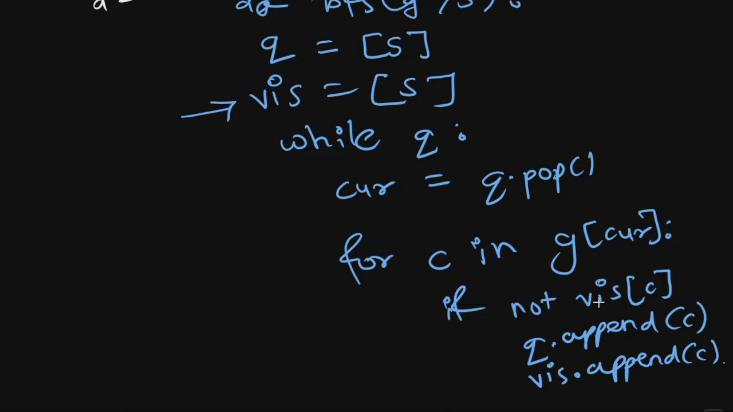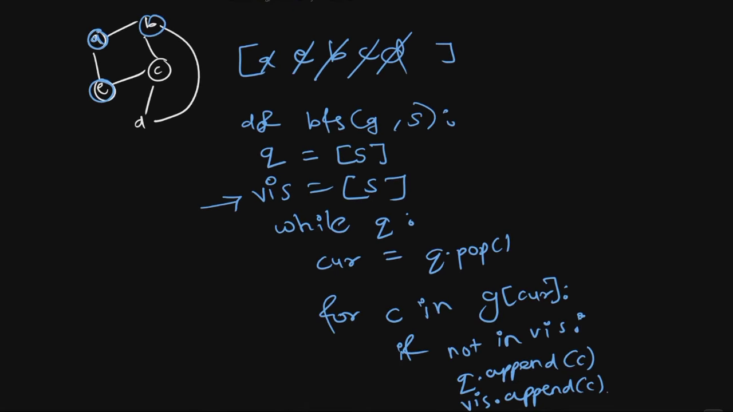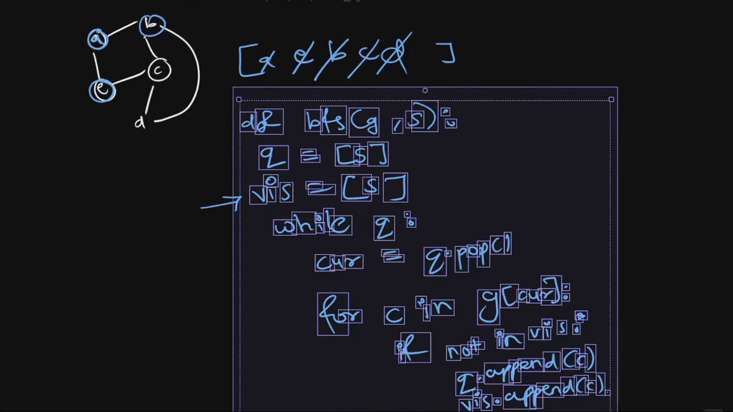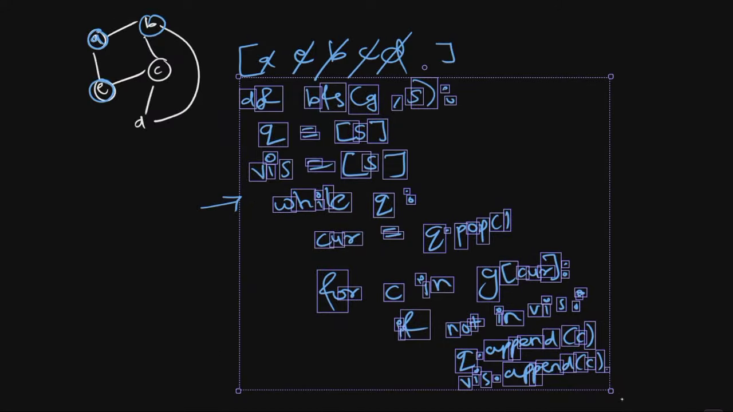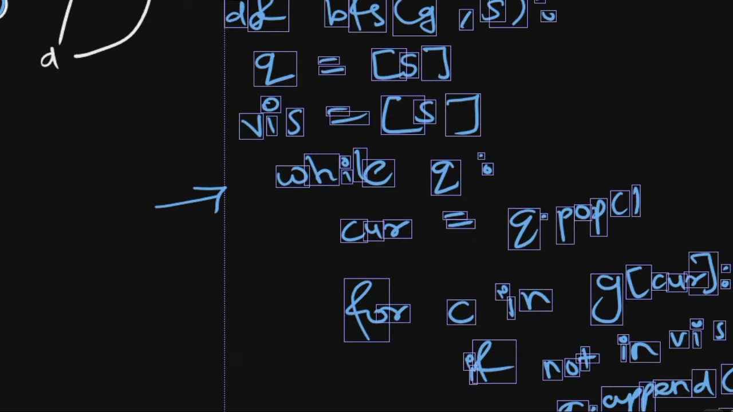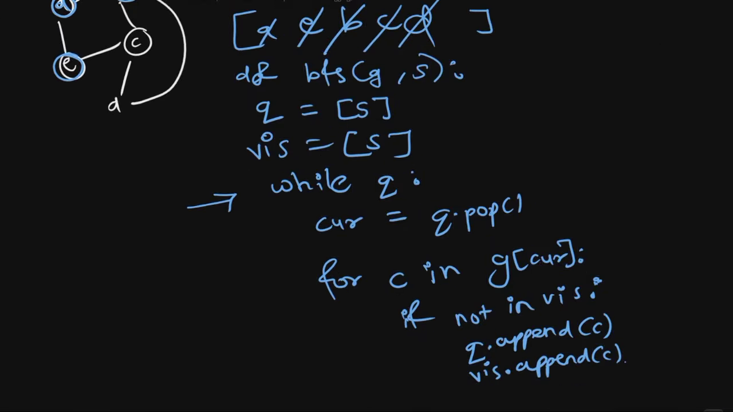As we are not using an index, we can use "not in vis", because here we are appending the element. So it will traverse over the visited array, and if it is not present then it will be true, and we can append. So let me just scroll a bit. Yeah, so this is the whole BFS code for the graph.